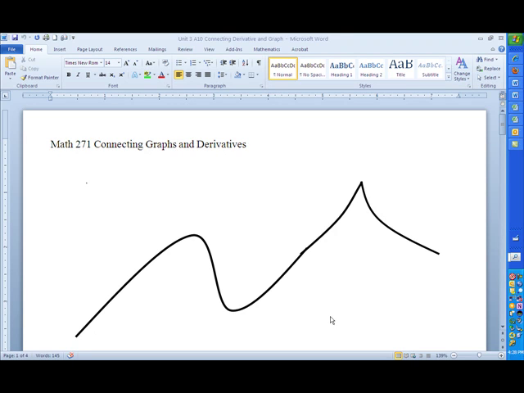Before we actually start applying the derivative, we want to take a look at making a connection between the graphs of models and the derivative itself and what information we can pull from that. So let's look at a few graphs here and see what we can figure out. Let's look at all the different things that we can say about this graph.